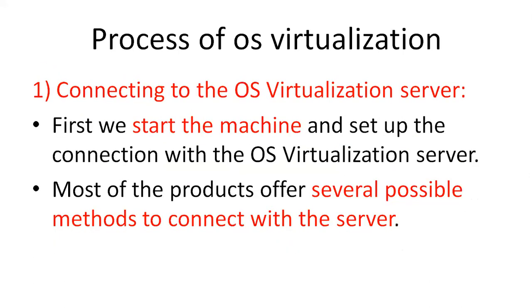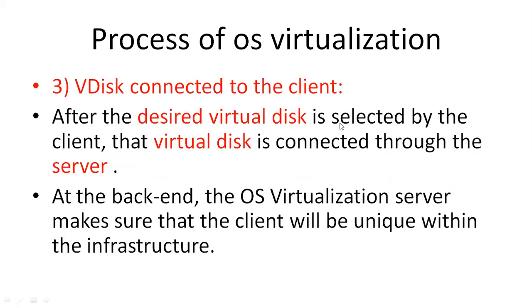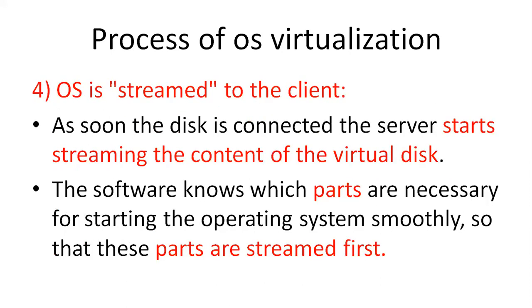Here is the first thing, connecting to the OS virtualization server. After that, the second step is connecting the virtualization disk, and then the third step is connecting the virtualization disk to the client. The final step is that the OS is streamed to the client. This is some information regarding the OS virtualization process. Thank you.